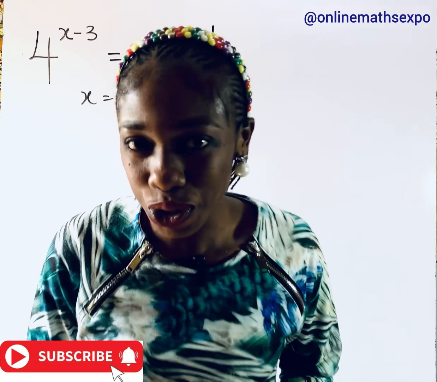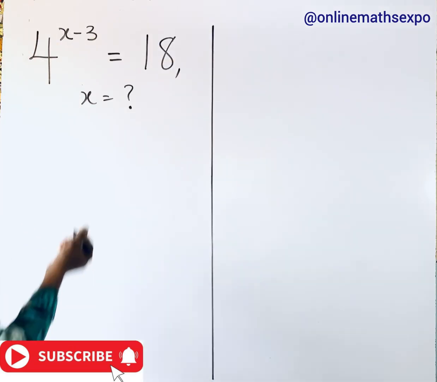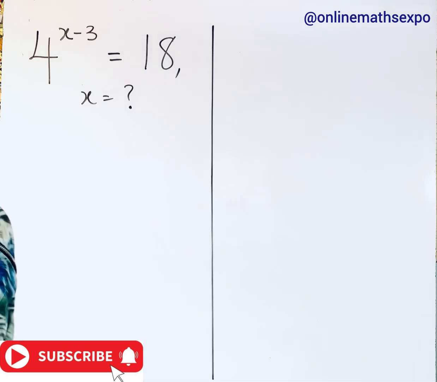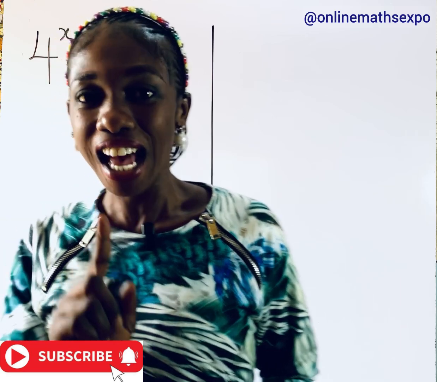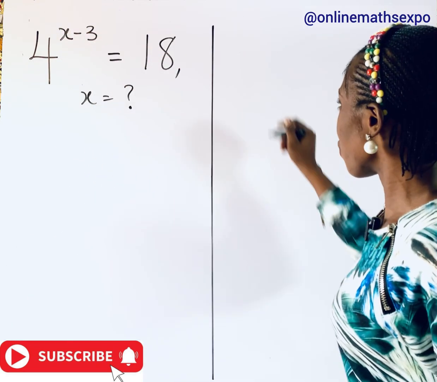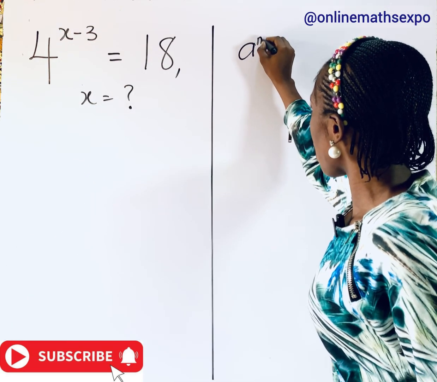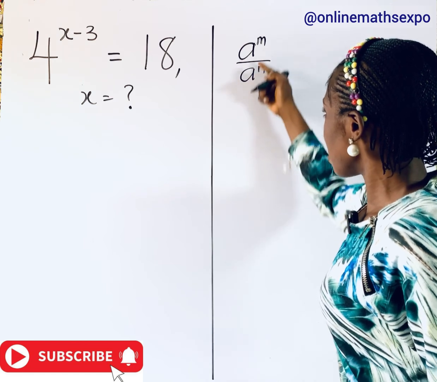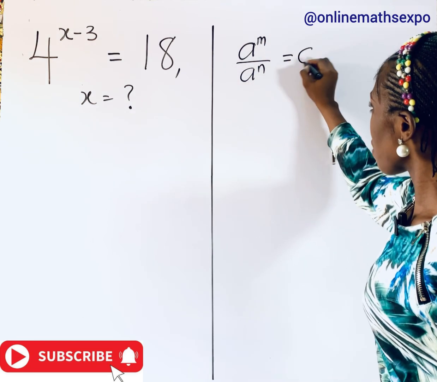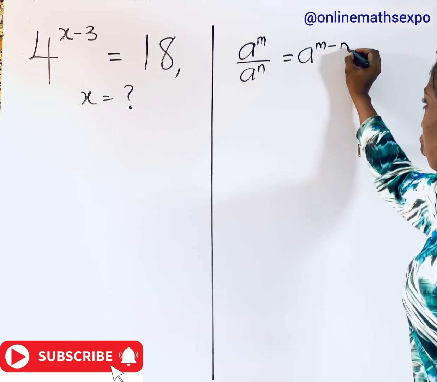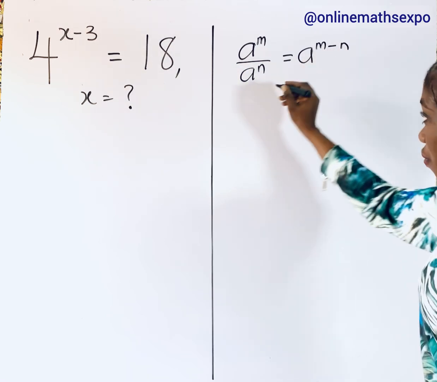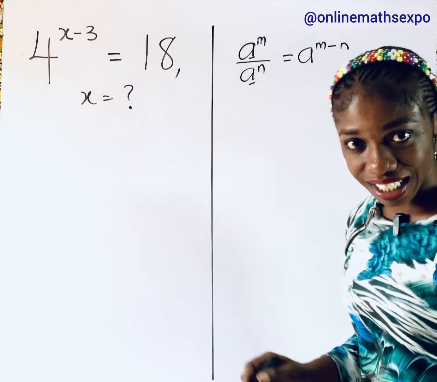Let me take you through what to do. To answer this, because it's exponential, you have to remind yourself of some of the rules of exponents, and let me help you. One of the rules says if you have a to the power of m divided by a to the power of n, it is the same as a to the power of m. This division will turn to subtraction, so you have the power of m minus n, provided the bases are the same.